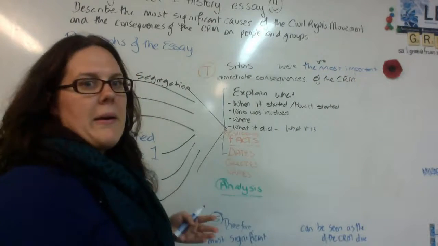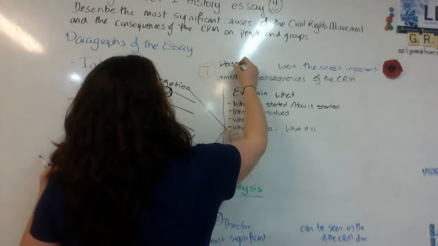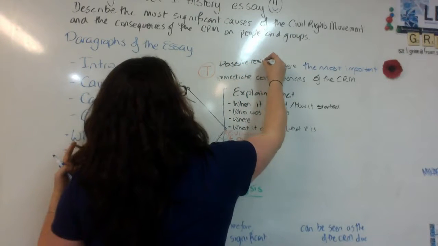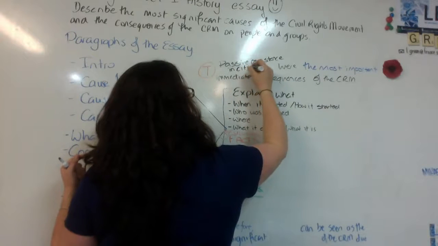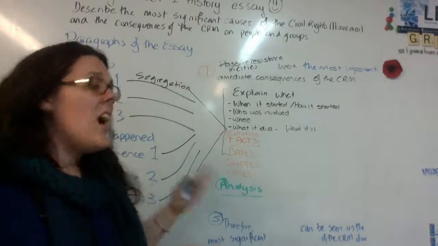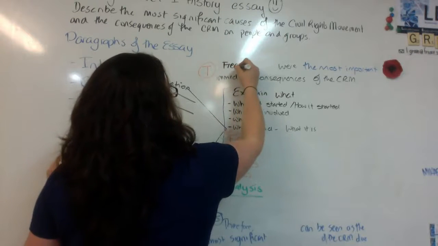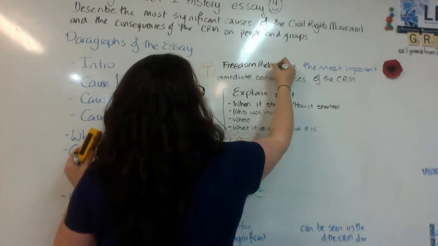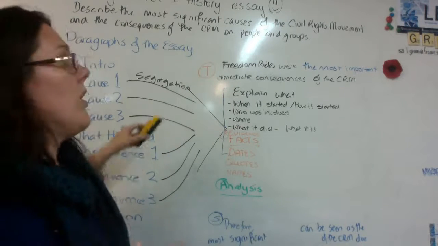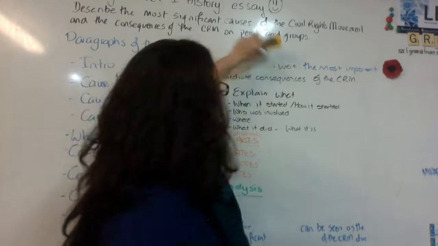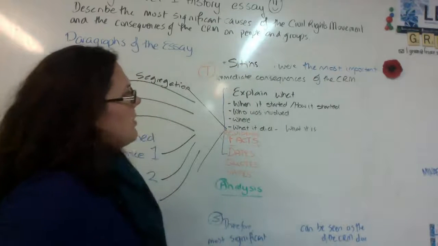Now, in looking at that, maybe I go, I could do, I could change it to say passive resistance in cities. I could change that to say freedom rides. But really, what we're talking about here is it could be any immediate consequence that you pick as being the one you want to look at. So let's say I'm going to go sit-ins. So I'll bring it back to this. So sit-ins were the most important immediate consequences of the civil rights movement.